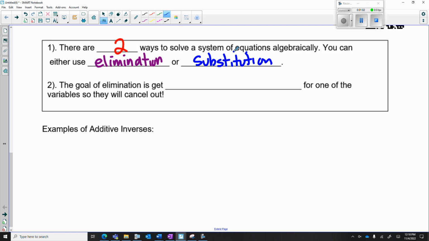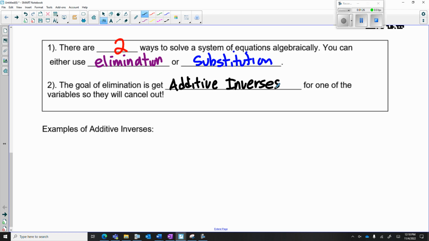The goal of elimination is to get blank for one of the variables so they will cancel out. So you want to eventually get 0. You want to basically get the same variable, one positive and one negative, which are called additive inverses for one variable, so it will cancel out.